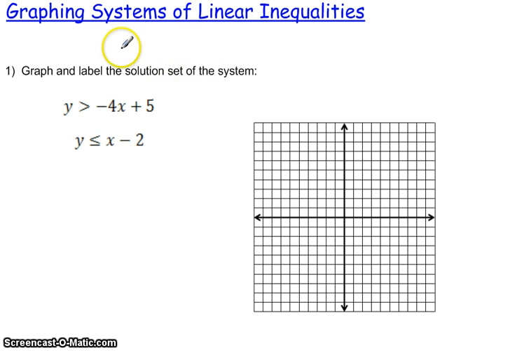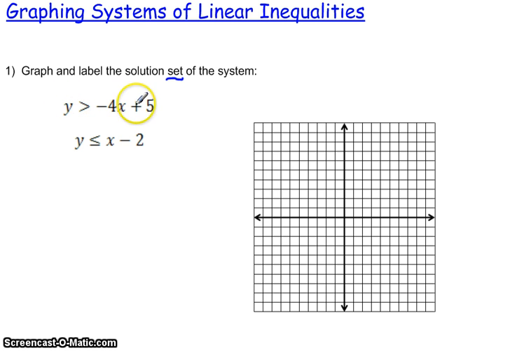So let's get started. Number 1, it says graph and label the solution set of the system. And I'll come back to what that set means. And when we're graphing this, we want to make sure the y is isolated and it's in that y equals mx plus b form. Now I know these are inequalities, so you're not going to have equal signs. You're going to have greater thans, less thans, greater than or equal to, less than or equal to. But the form should be the same.